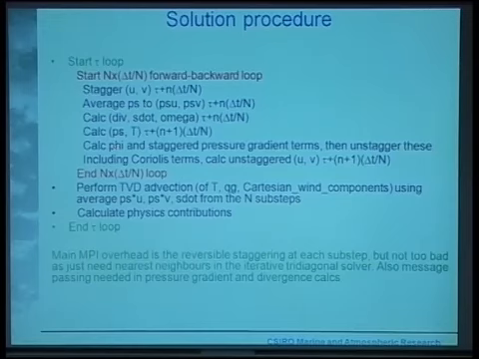Calculate phi, and we calculate the pressure gradient terms, the staggered ones, and they need to be unstaggered to calculate the Coriolis. They're unstaggered as well as the U and V, and that's when the Coriolis is done. Then we go back and we have to do this staggering again. And then the advection is done here.